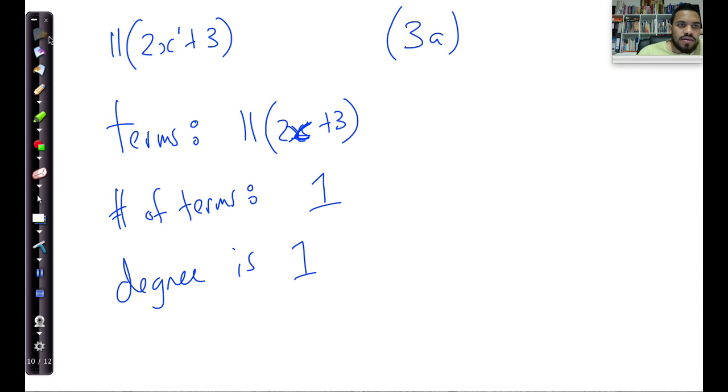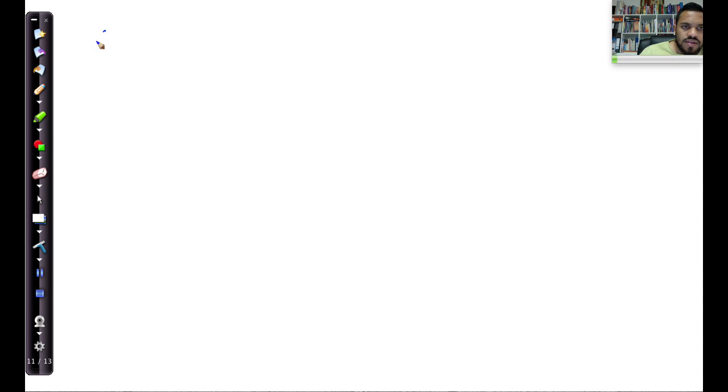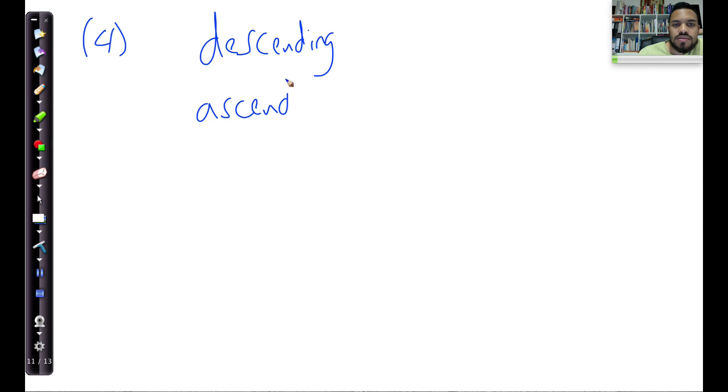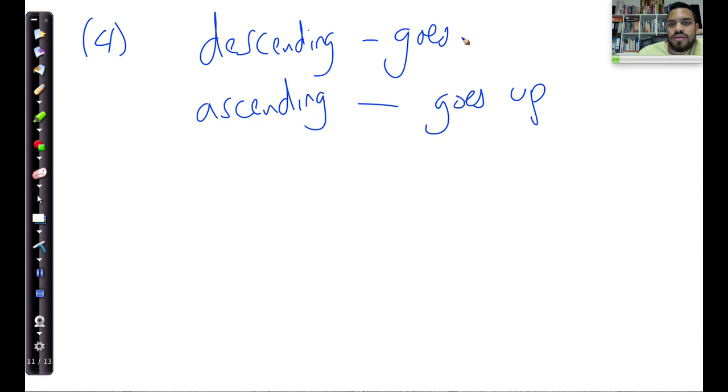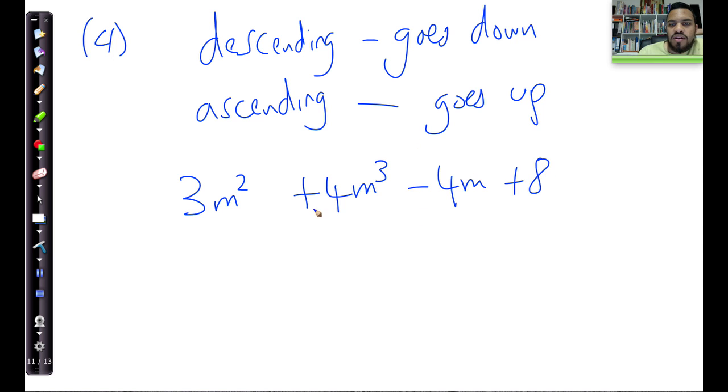Okay. And the next question 4, they ask you for ascending or descending. They ask you rather for descending powers. Now I'm just going to break this down quickly. I'll talk about ascending powers. Ascending goes up or increases, right? And this goes down, or it decreases. So if I had 3m squared plus 4m cubed minus 4m plus 8, we ask ourselves about ascending or descending powers. Let's write it in descending powers.